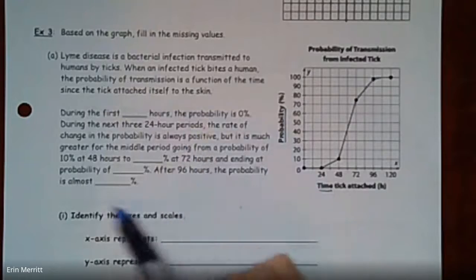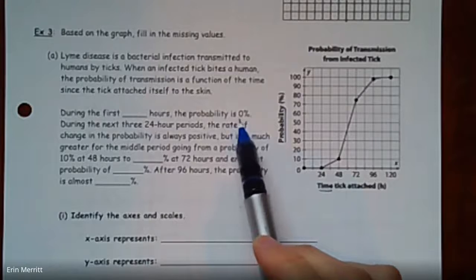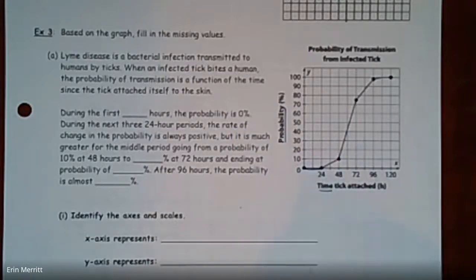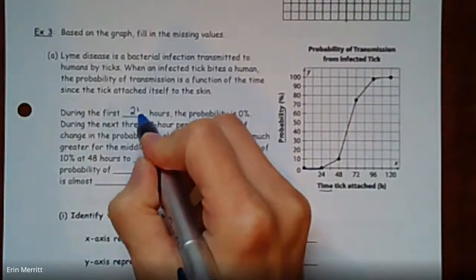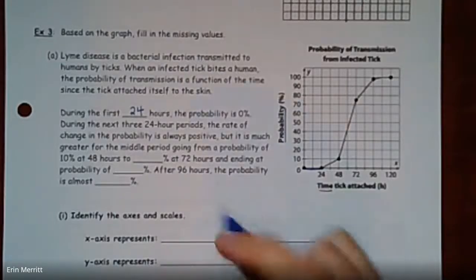So when we read through it, we're going to be using the graph to fill in the blanks. It says during the first blank hours, the probability is just 0. So if I start the first 24 hours right here, it stays 0, which is actually a really good sign for us humans: if you catch it in the first 24 hours, you have 0 worries, right? No probability of having Lyme disease.